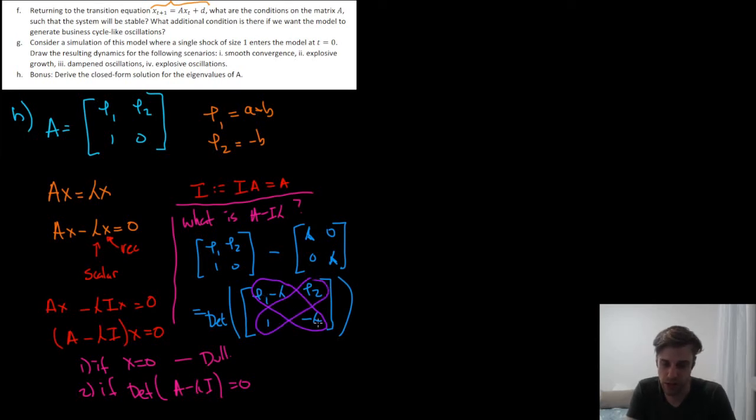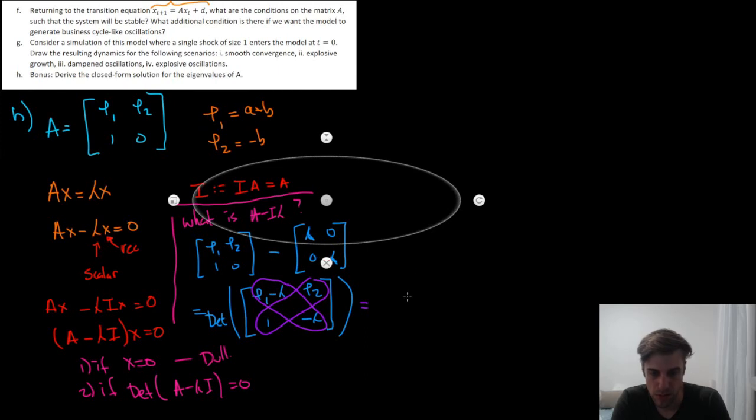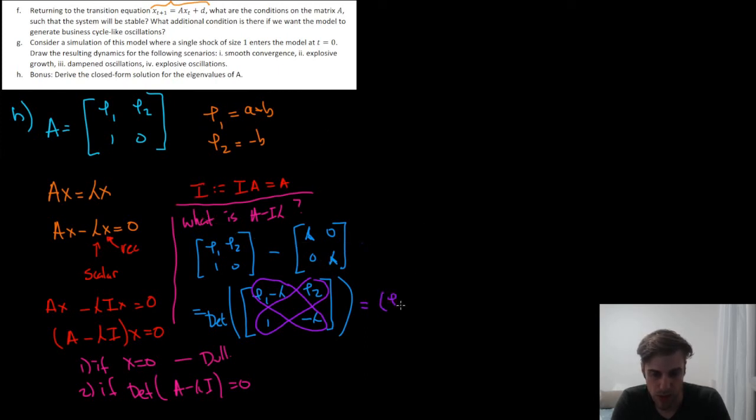Yeah, so you take this times this minus this times this. Okay, so that's going to equal this times this. Well, let's just go through it step by step. So it's rho 1 minus lambda times minus lambda minus rho 2 times 1. Yeah. So let's factor this out.